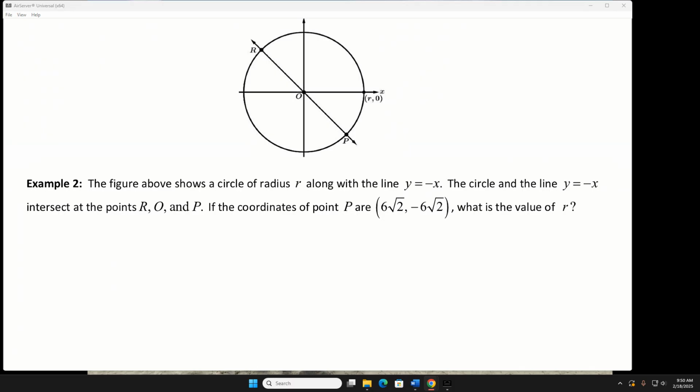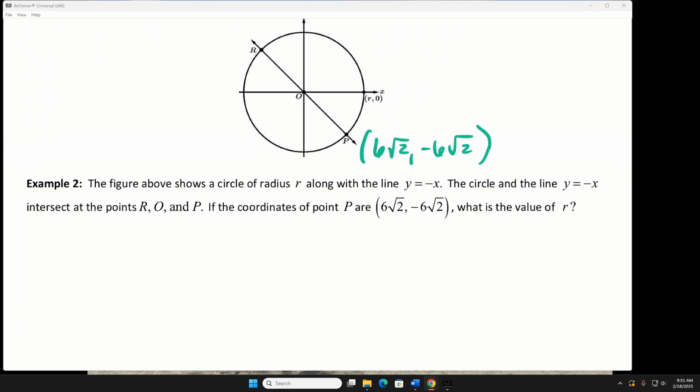This figure shows a circle of radius r, and then we have a line that is y equals negative x. The circle and that line intersect at R and P, not at O. We know the coordinates of P, which is great. And what we need to find is what the radius is, what the value of R is.